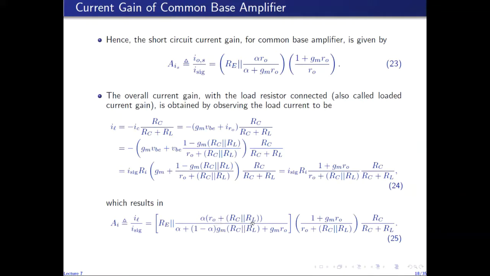Again, this term becomes alpha times R naught because R naught is much greater than this factor. And since R naught is much greater than RC in parallel with RL, GM R naught is much greater than GM times RC in parallel with RL. And GM R naught is then definitely much greater than this term because 1 minus alpha is smaller than 1, which makes this term even smaller than GM RC in parallel with RL. So GM R naught is much greater than this term, and hence this sum of the two terms can be replaced with GM R naught.